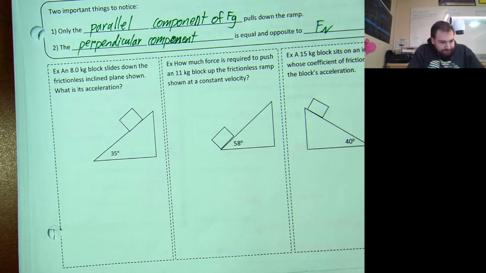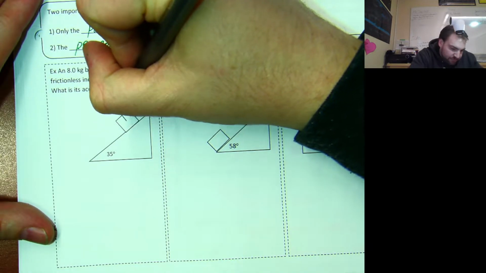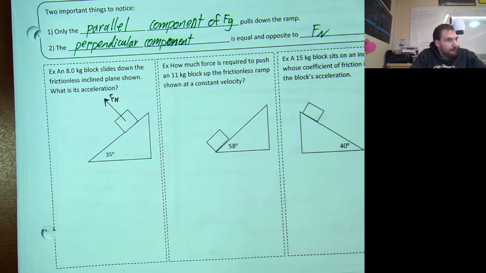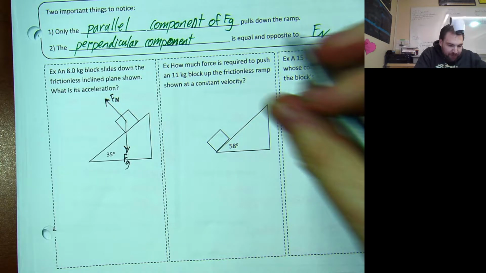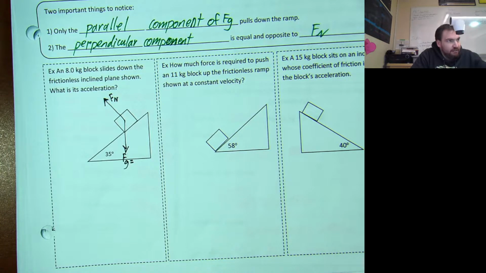So here we go. An 8 kilogram block slides down the frictionless inclined plane shown. What is the acceleration of the block? First things first, always first things first, free body diagram. What forces are acting on this block? Normal force perpendicular to the surface. And what other force? Gravity. This is an 8 kilogram block, so we can put a value in for gravity. 8 times 9.8 is 78 point something. 78.4.